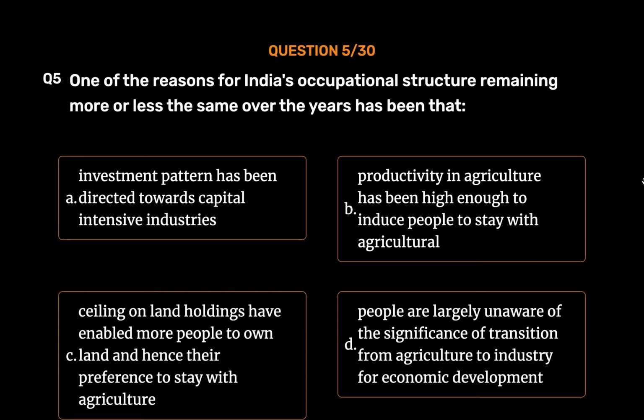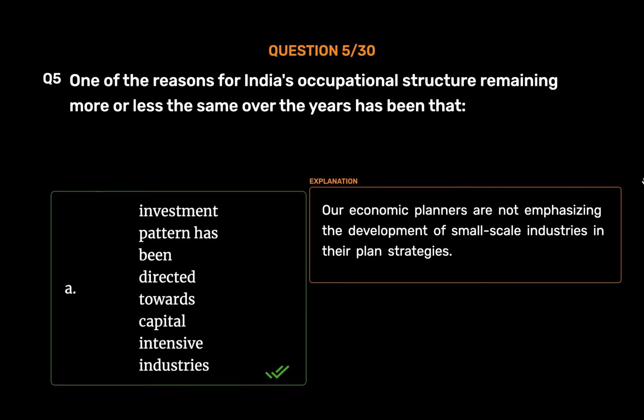The correct answer is Option A. Investment pattern has been directed towards capital-intensive industries. Our economic planners are not emphasizing the development of small-scale industries in their plan strategies.